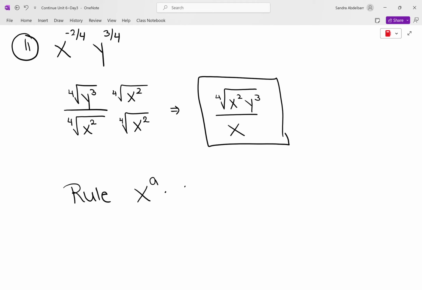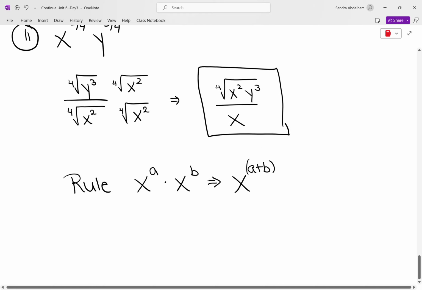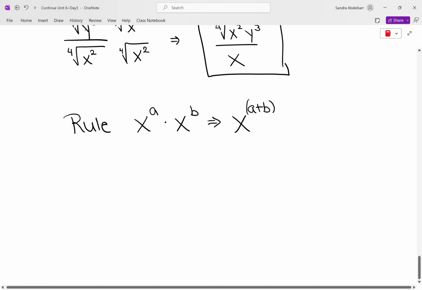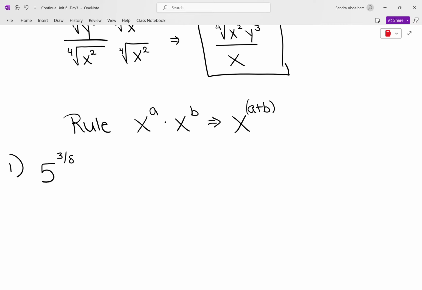Okay, let's talk about the rule for multiplying exponents. Do we agree if I have x to the a times x to the b, we end up with x to the a plus b power? So if I have 5 to the 3/8 times 5 to the negative 1/8 times 5 to the 2/8.